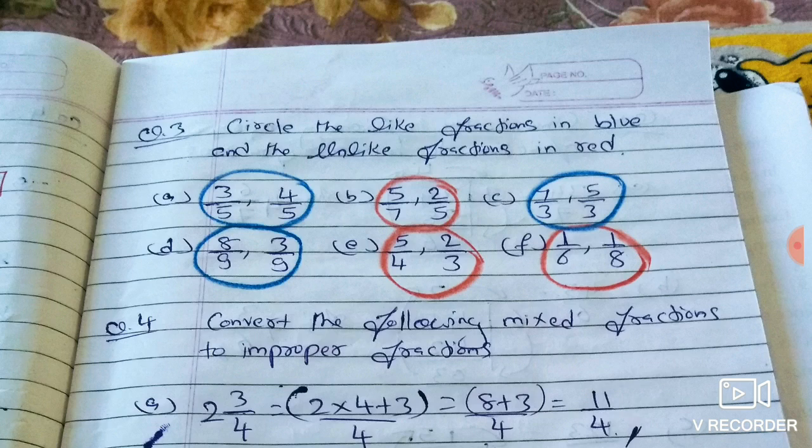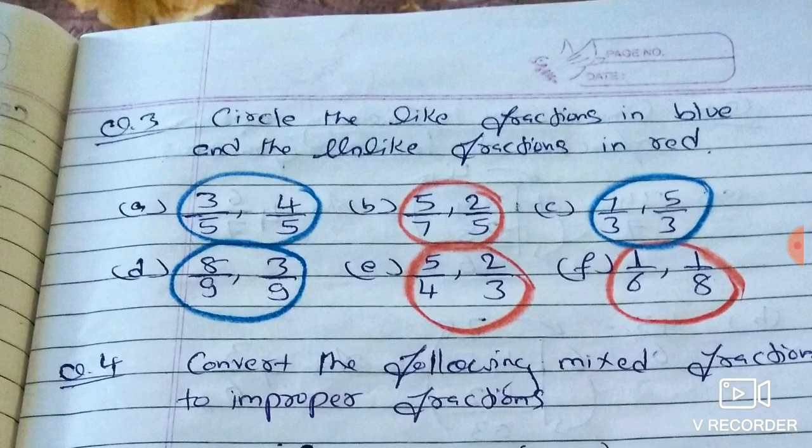You know very well the denominator is the same. So if in the question the denominator is the same, circle with blue. If the denominator is different, it is known as an unlike fraction, then circle with red. So 3 upon 5, 4 upon 5 is a like fraction, color with blue. 8 upon 9, 3 upon 9 is a like fraction. Circle with blue. 5 upon 7, 2 upon 5 is an unlike fraction. Then circle with red.